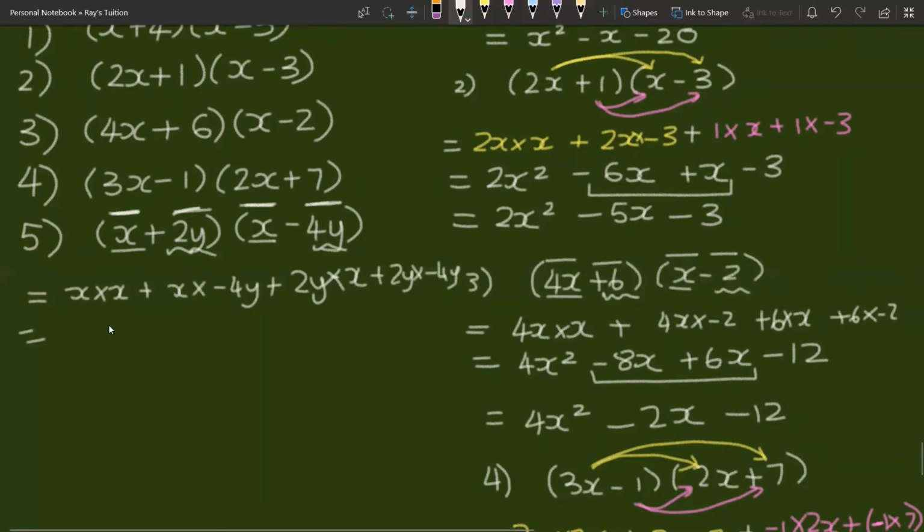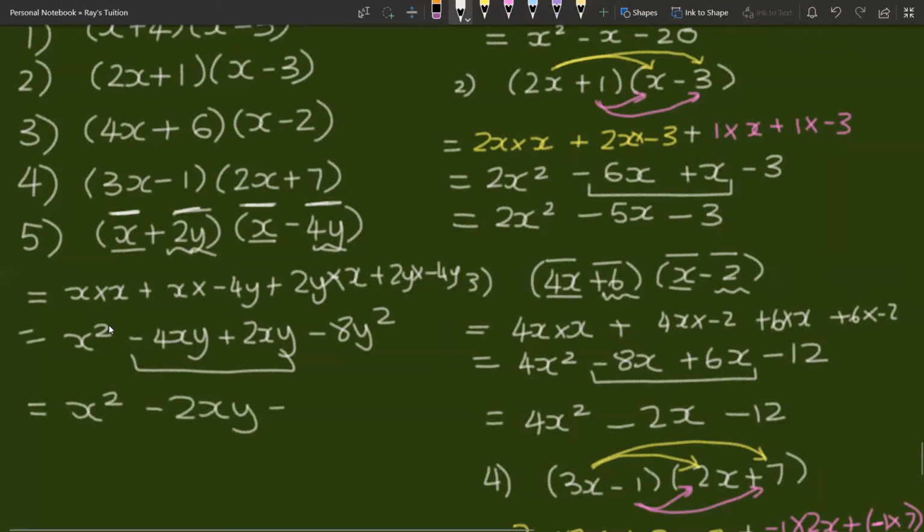So this here, x times x is x squared, x times minus 4y is minus 4xy, 2y times x is plus 2xy, and 2y times minus 4y is minus 8y squared. And once again, we have like terms. So this here is x squared minus 2xy minus 8y squared.